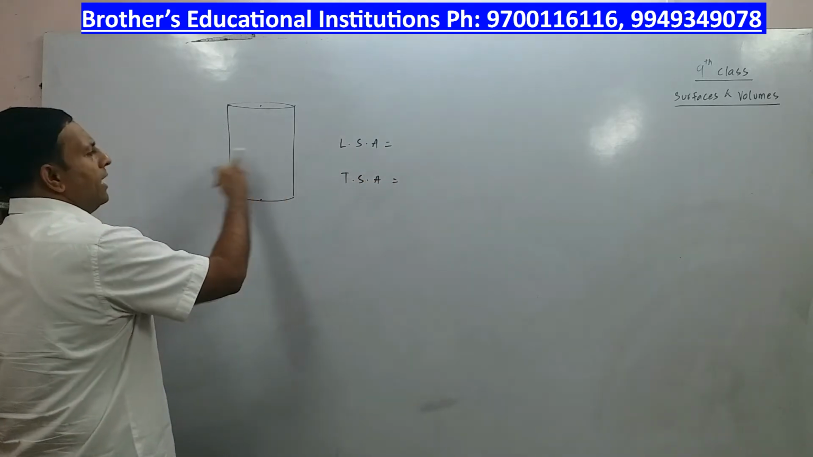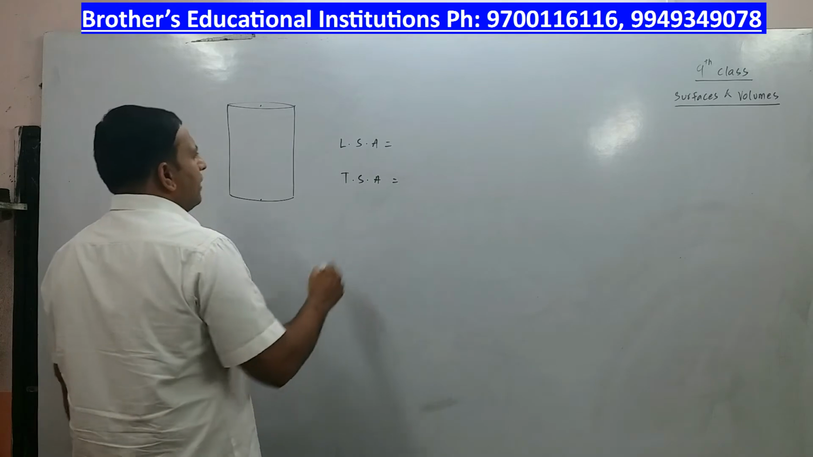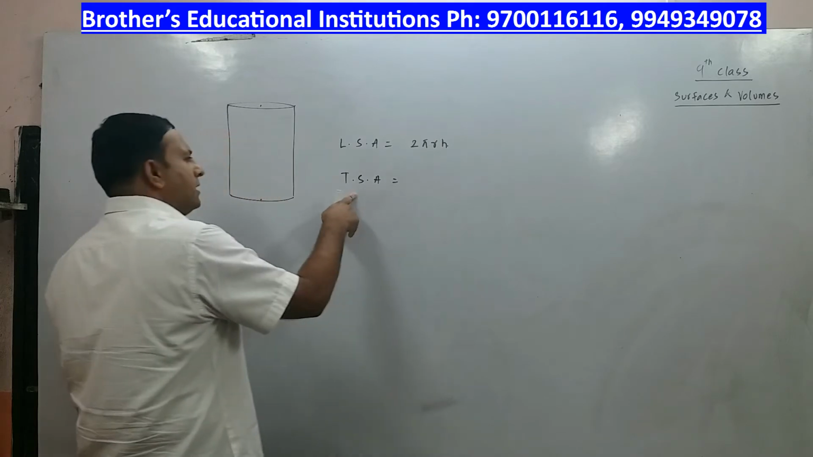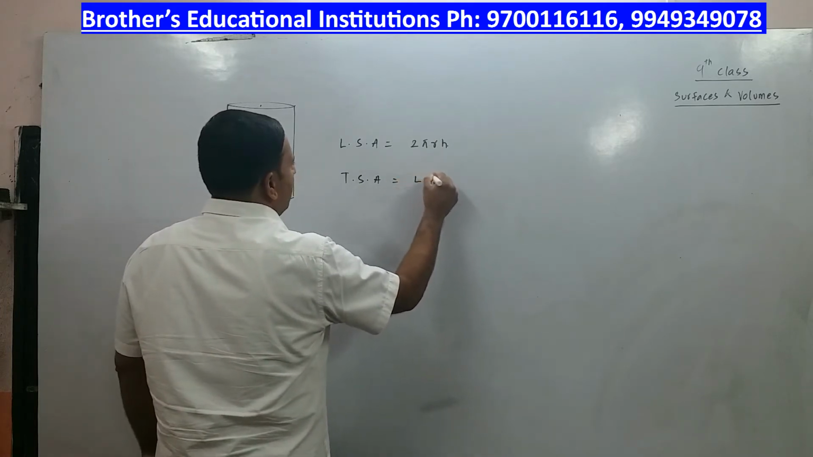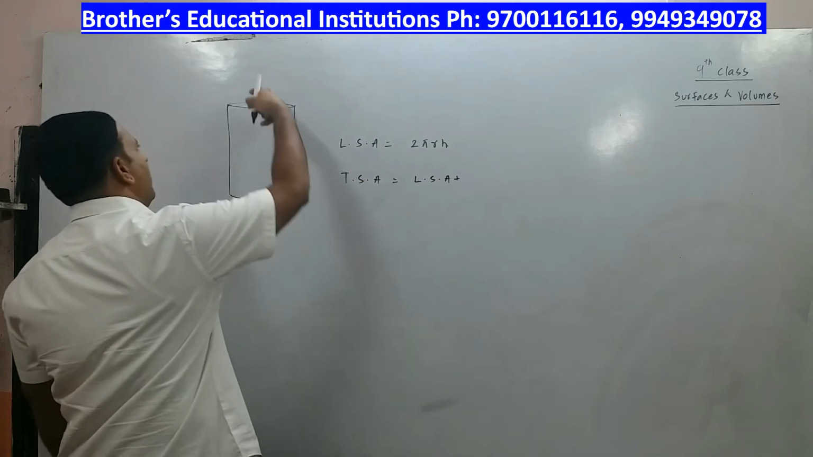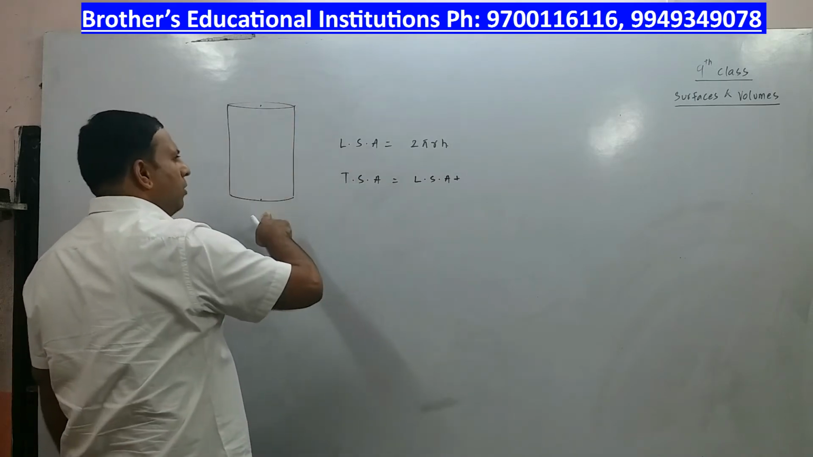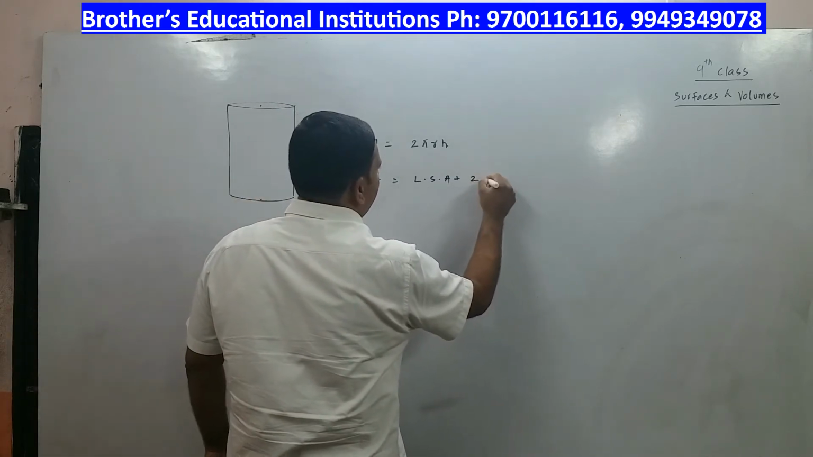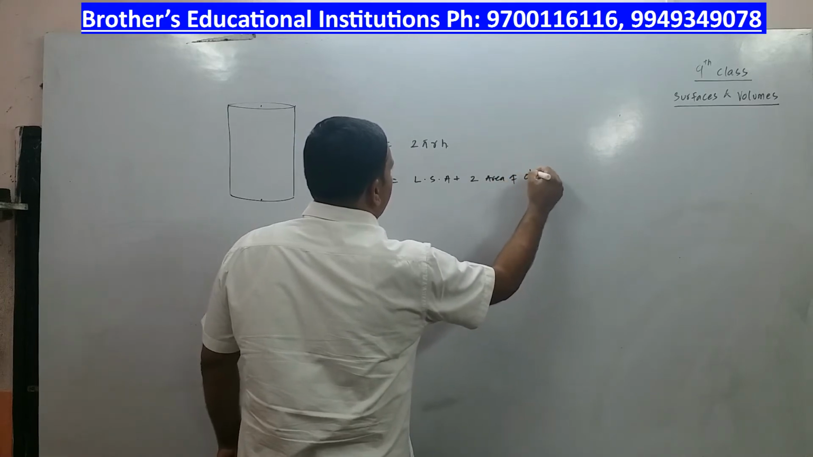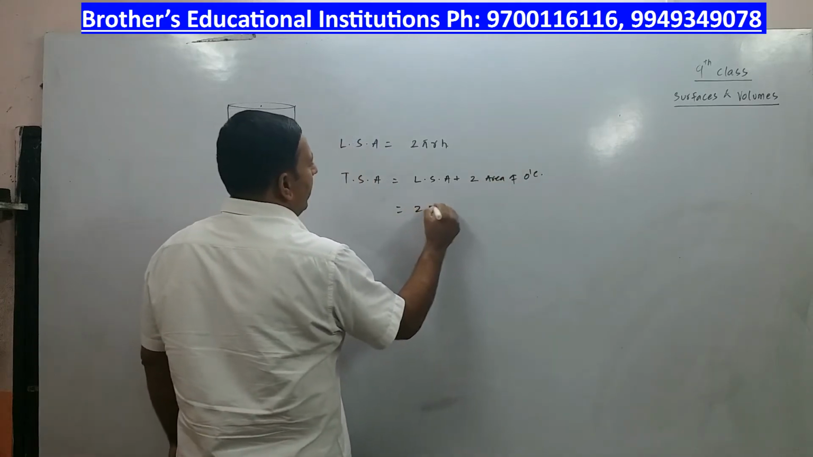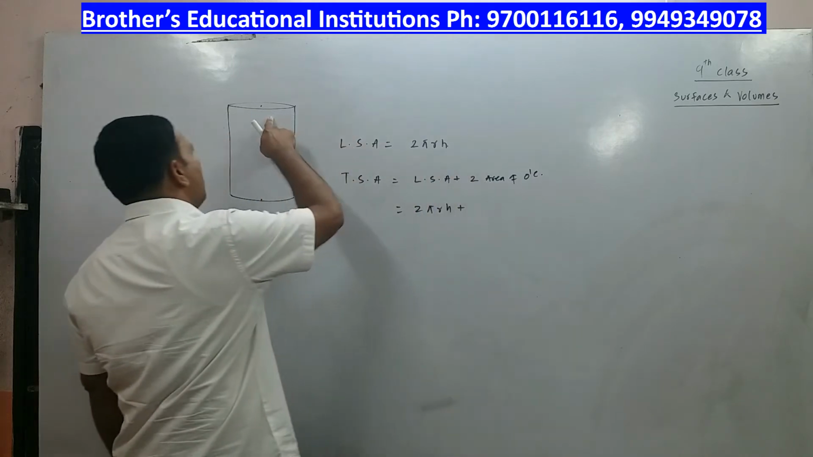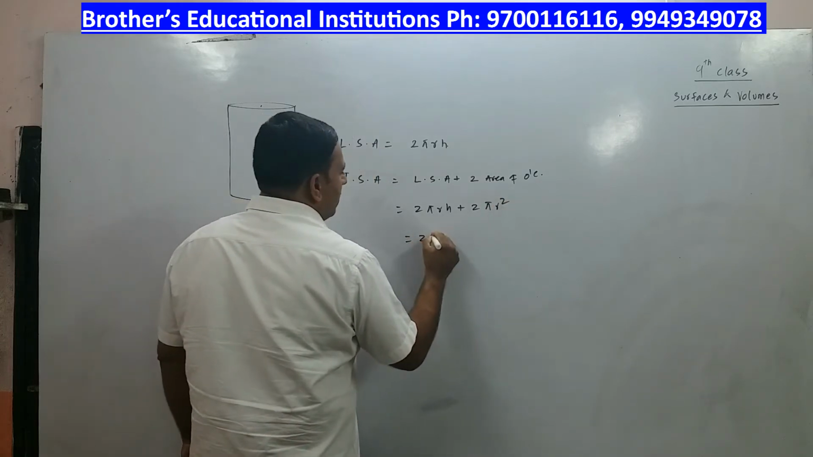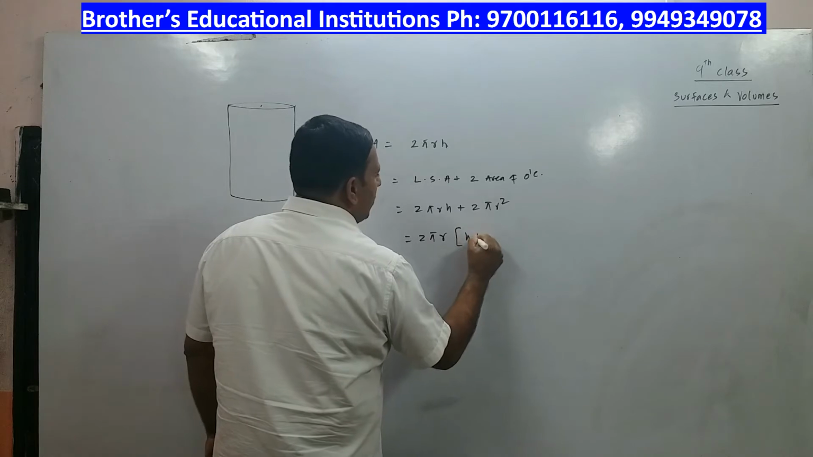Lateral surface area means the area which you see in one direction, this one. So the lateral surface area of a cylinder is given by the formula 2 pi rh, whereas total surface area is lateral surface area plus the area above and the area below. Now the above portion and the below portion are circular. So it is lateral surface area plus 2 times the area of a circle. That is 2 pi rh plus 2 times pi r square, and therefore if I take common, it is 2 pi r into h plus r.